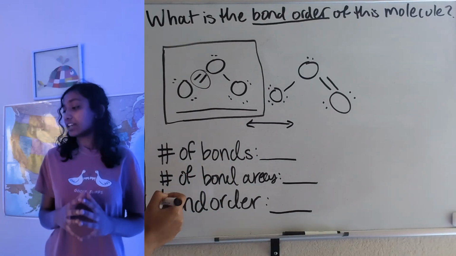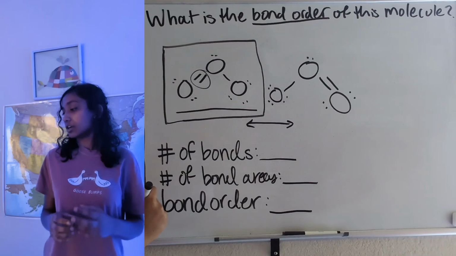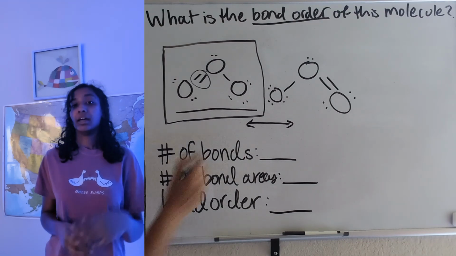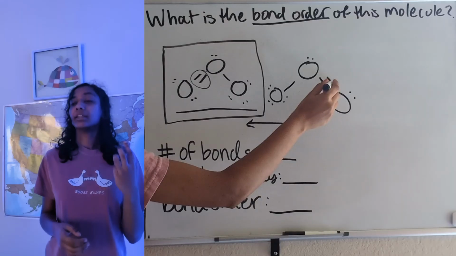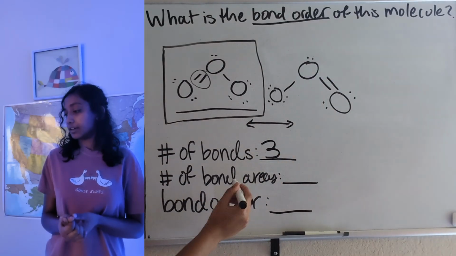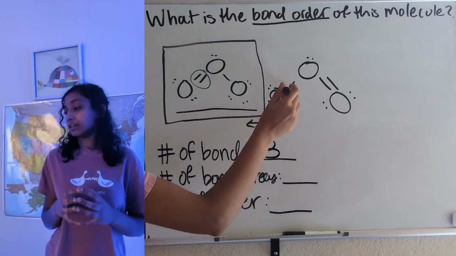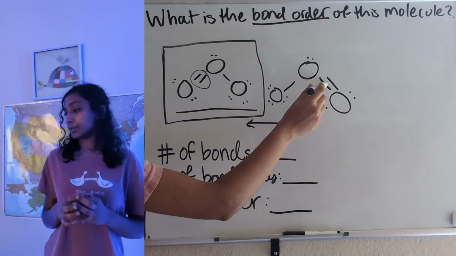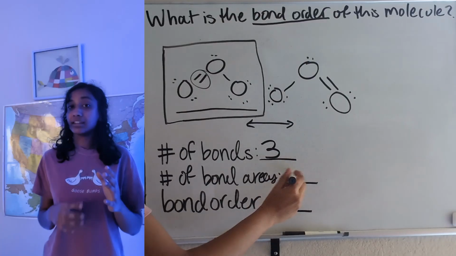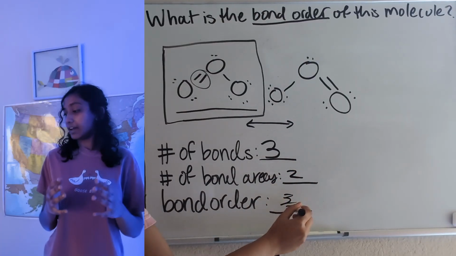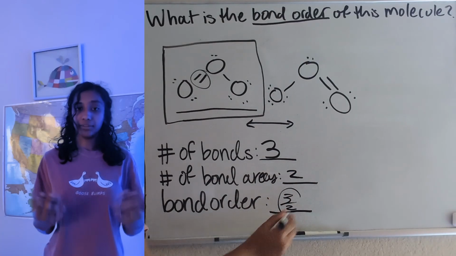To find the exact bond order, we first find the total number of bonds in the molecule. There are 1, 2, 3 bonds in O3. Then we count how many areas the bonds could be in. There are 2 areas you could place this double bond. 3 divided by 2 is 3/2, so the bond order is 3/2.